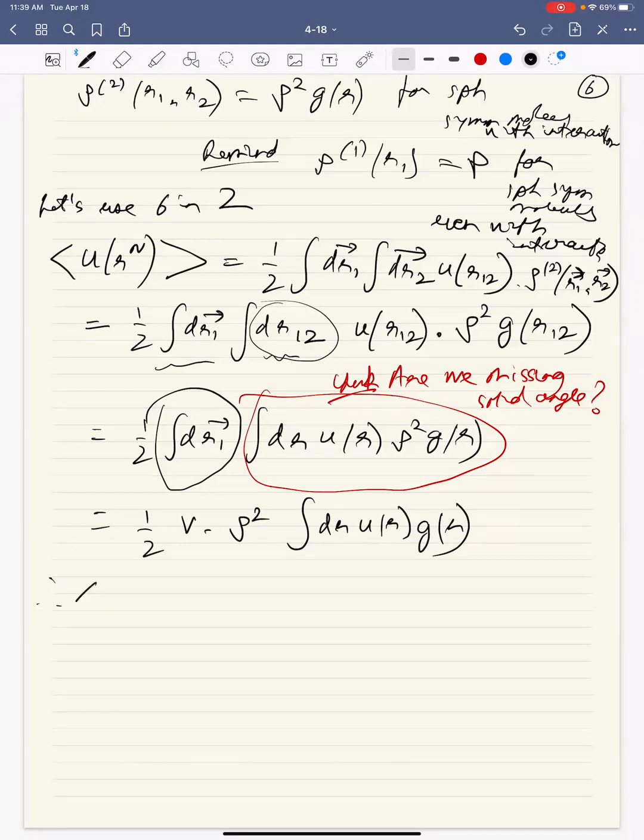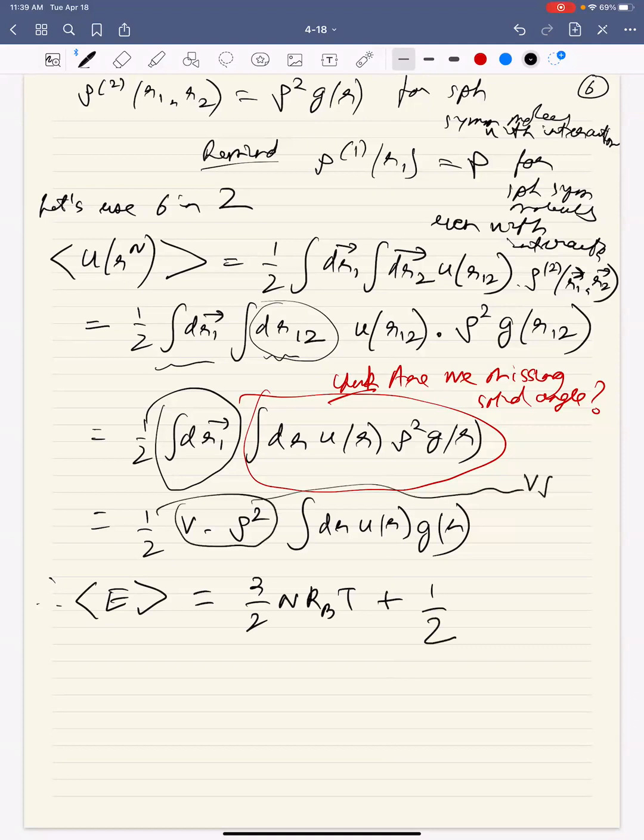So we have just shown that for a system made up of only spherically symmetric particles, the average value of the total energy is equal to 3/2 nkbT plus half V rho square, which is V rho multiplied by rho. What is V rho? V rho is N, so it is N multiplied by rho, so half N rho.